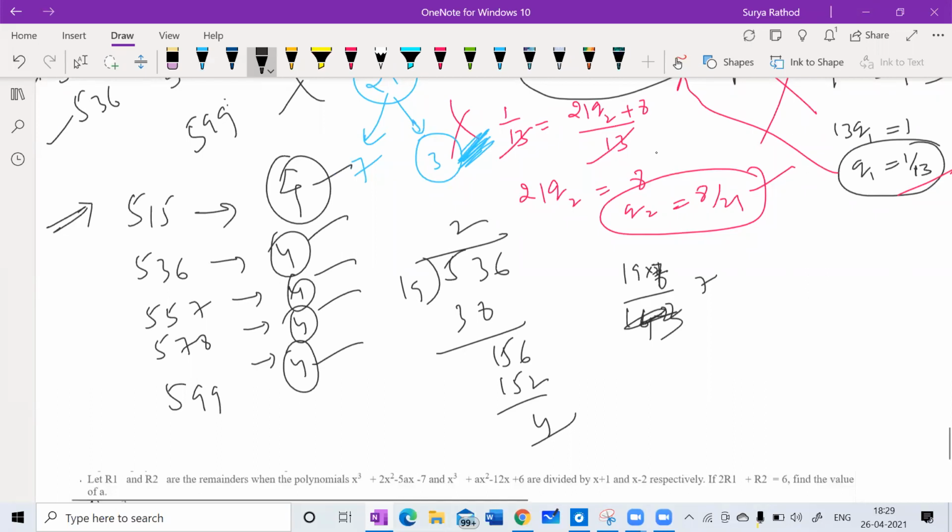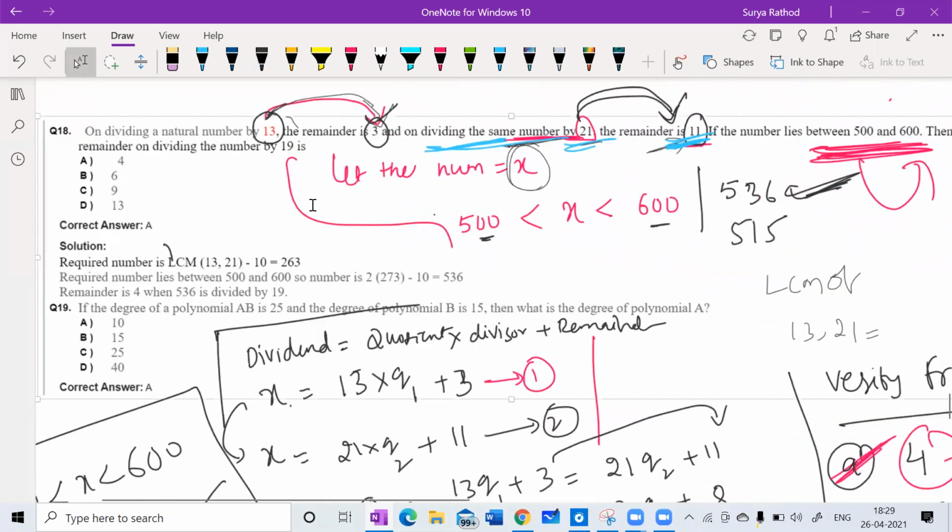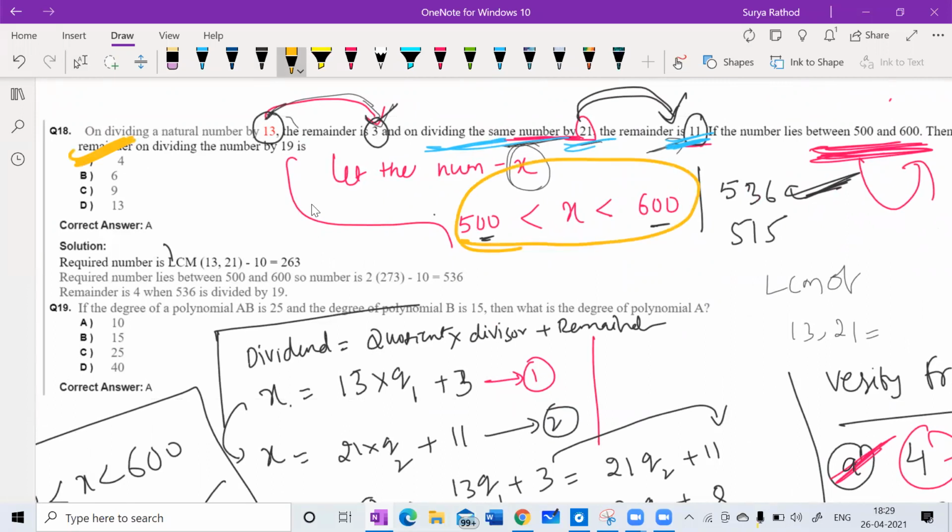So what is my answer now? 4 is the remainder when dividing by 19. All right, so option A is correct. Guys, finding those numbers in between is a big question, to be honest. It is a tough question for your standard. If you find a shortcut, it will be pretty easy. I'll try to find a shortcut.